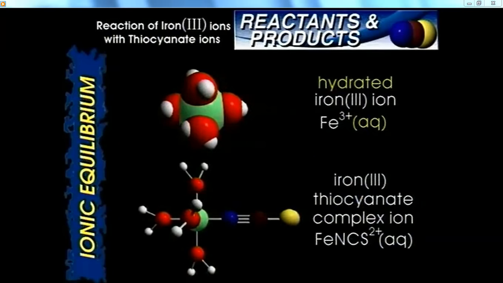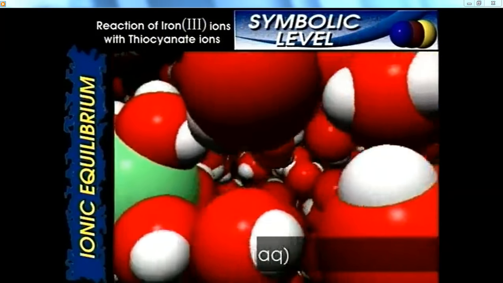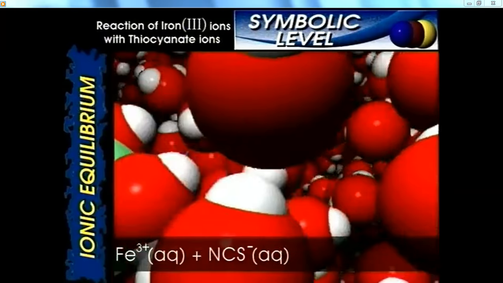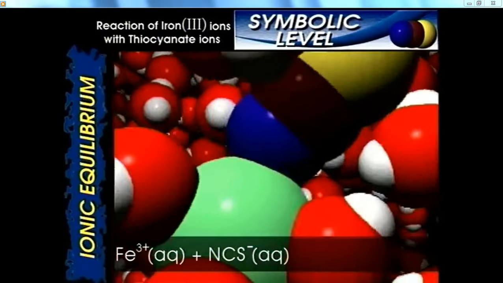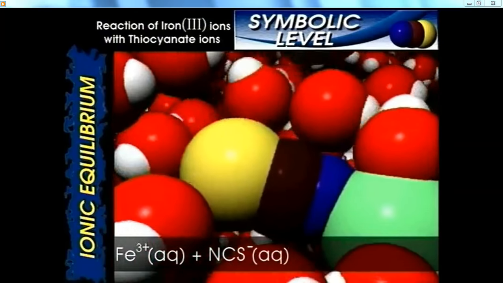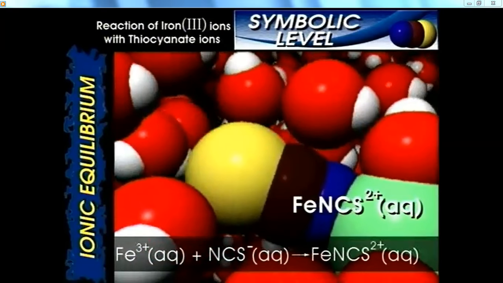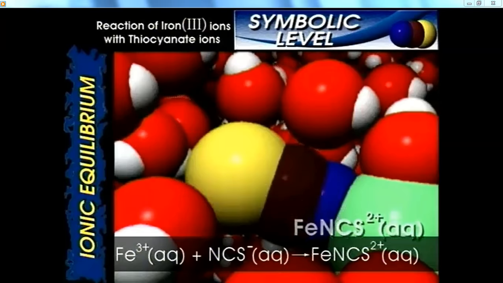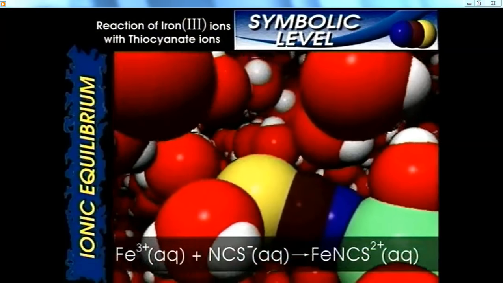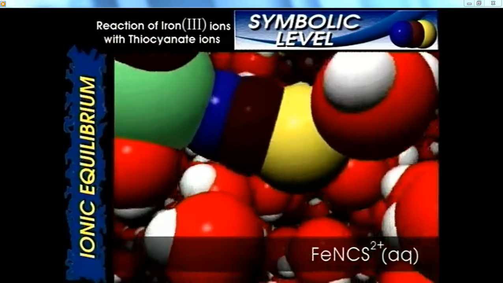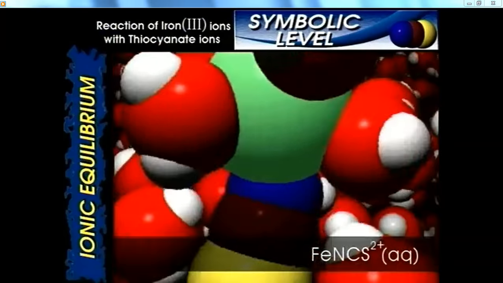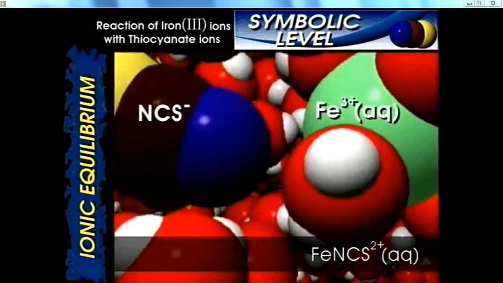Now let's see how the formation of the complex is described at the symbolic level. Notice the formula for the thiocyanate ion is reversed to show that the nitrogen end bonds to the iron. The equation for the dissociation of the complex is simply the reverse of the formation equation. We say the reaction has reached equilibrium when both these reactions are occurring at the same rate.